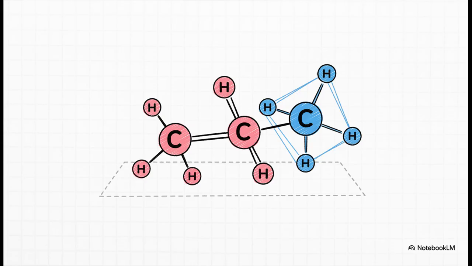See the two carbons on the left, the ones with the double bond? That whole part of the molecule is flat. It's trigonal planar. But then look at the carbon on the far right. It only has single bonds, so it snaps into that 3D tetrahedral shape we saw at the beginning. It's two shapes in one molecule.